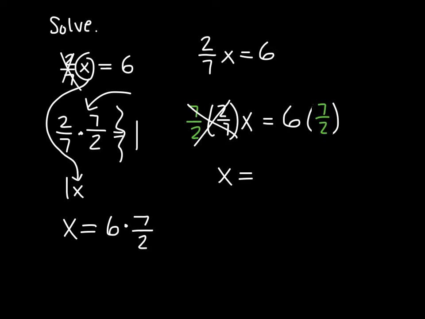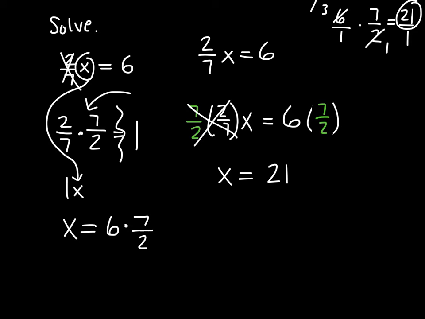Now I have 6 times 7 halves, or 6 times 7 over 2. And if you had to do a little side math, you can always make 6 a fraction by putting it over 1 times 7 halves. Can I cross factor anywhere? 2 divided by 2 is 1. 6 divided by 2 is 3. So now I'm left with 3 times 7 is 21 over 1. So I'm left with just 21, because I don't have to have it over 1. So that means x equals 21.